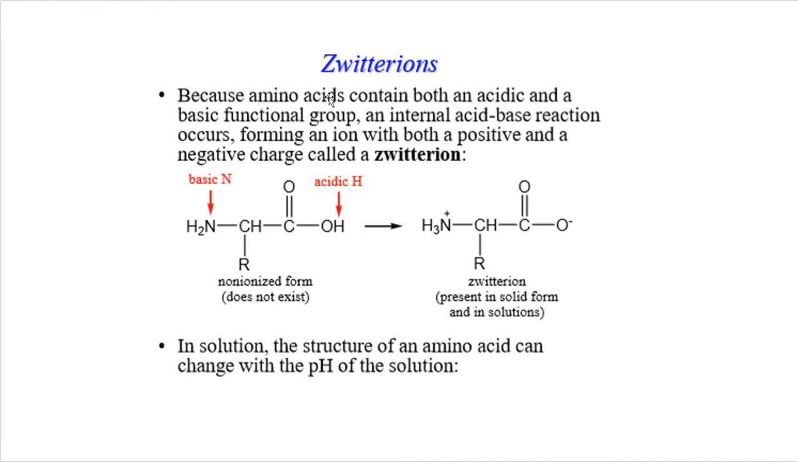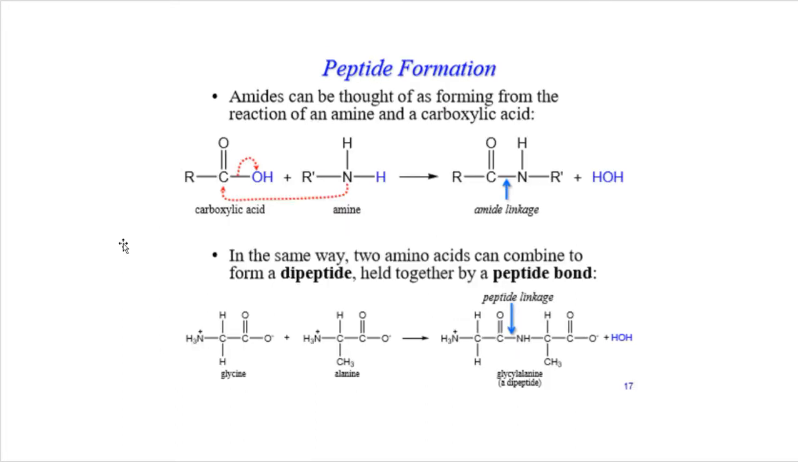The zwitterion exists because amino acid contain both an acidic and a basic functional group in the same amino acid. So, an internal acid-base reaction occurs, forming an ion with both a positive and a negative charge called zwitterion, as you can see here. Then, according with the pH, there will be changes in the structure of the amino acid.